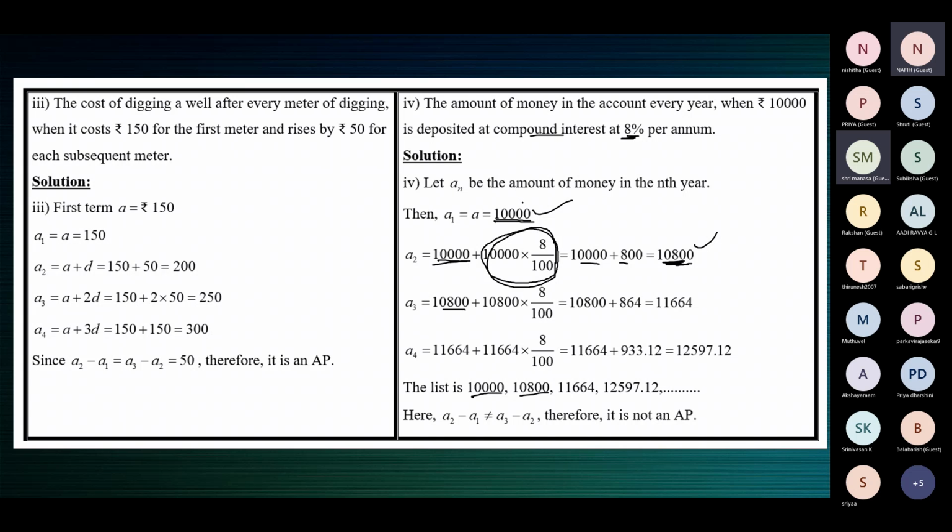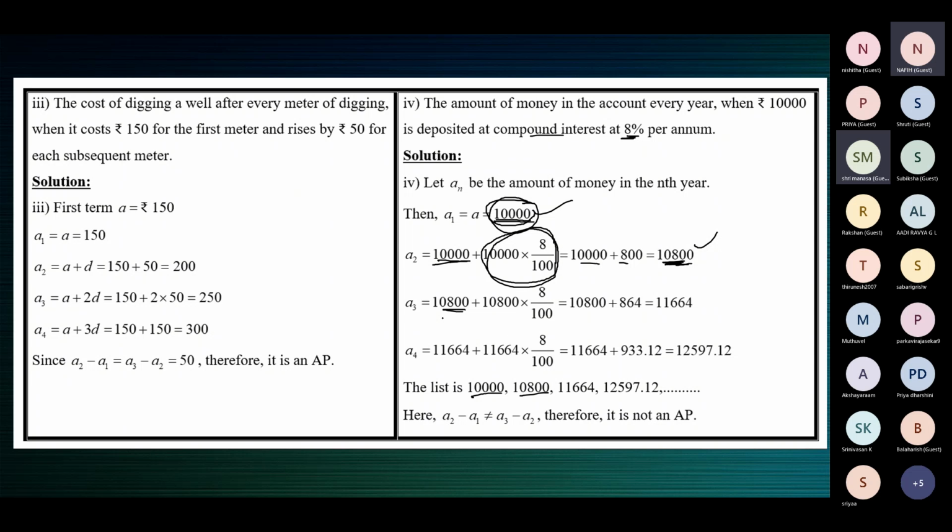If it is simple interest, it will be on 10,000 always. It's compound interest. So the interest will be given on the recent or the latest money lying in the bank. So on 10,800 it will be. Simple interest will be on the principal value of 10,000. Compound interest will be on the previous balance.